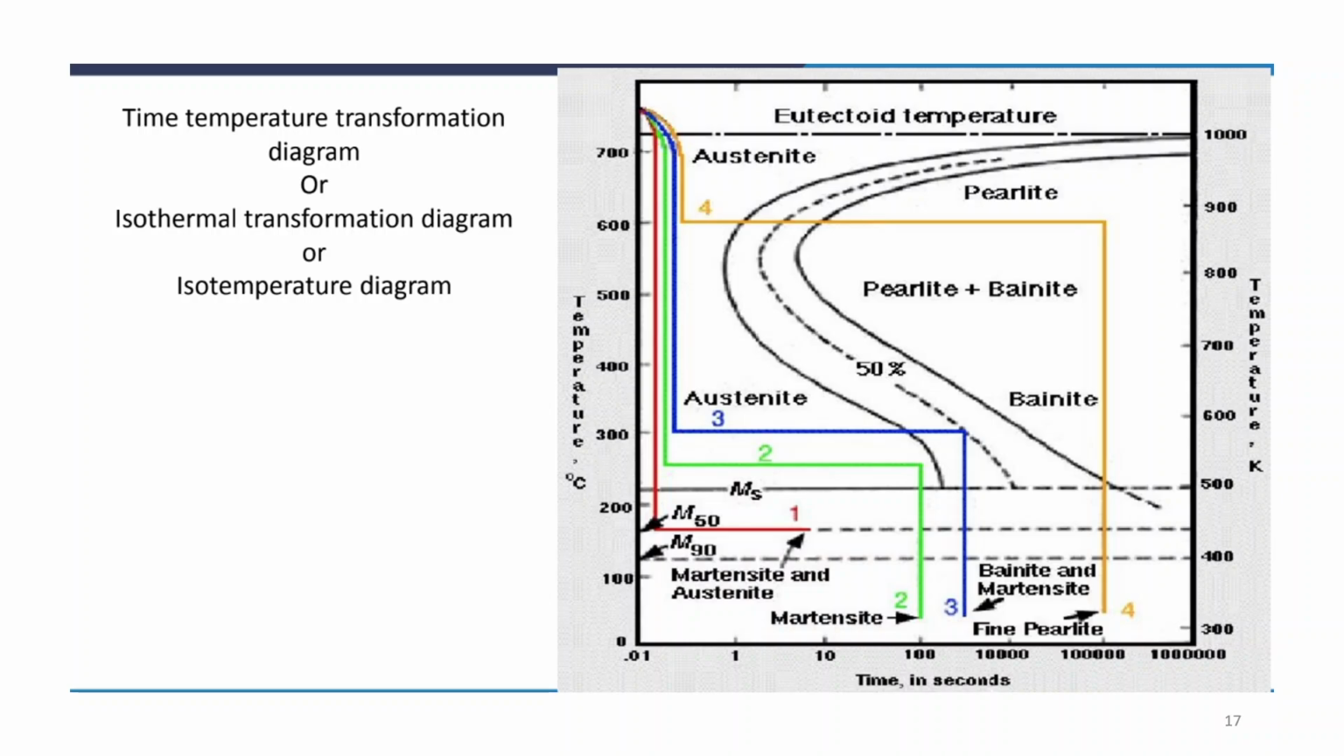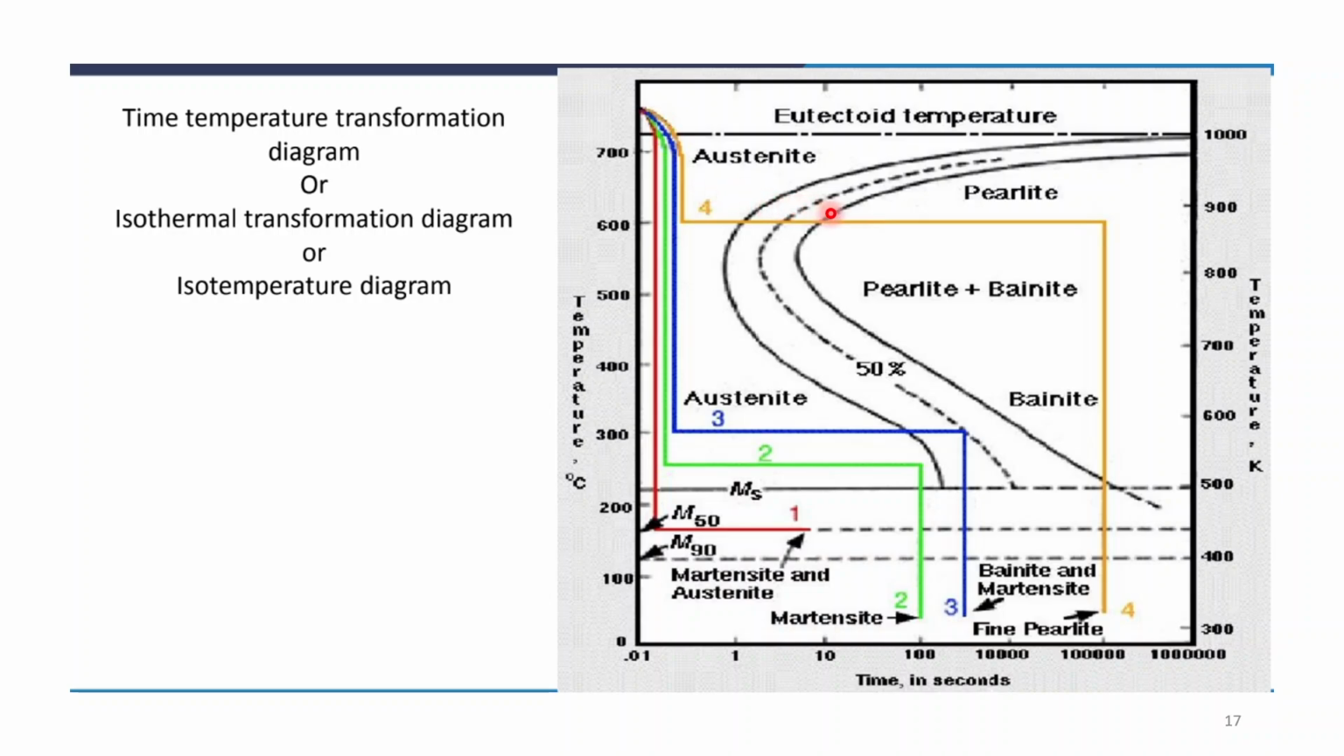Next is the time temperature transformation diagram, or isothermal transformation diagram, or iso temperature diagram. In this case you can see there are two C curves. In this region you have metastable austenite. Okay, so below this eutectoid temperature you have metastable austenite in this region.